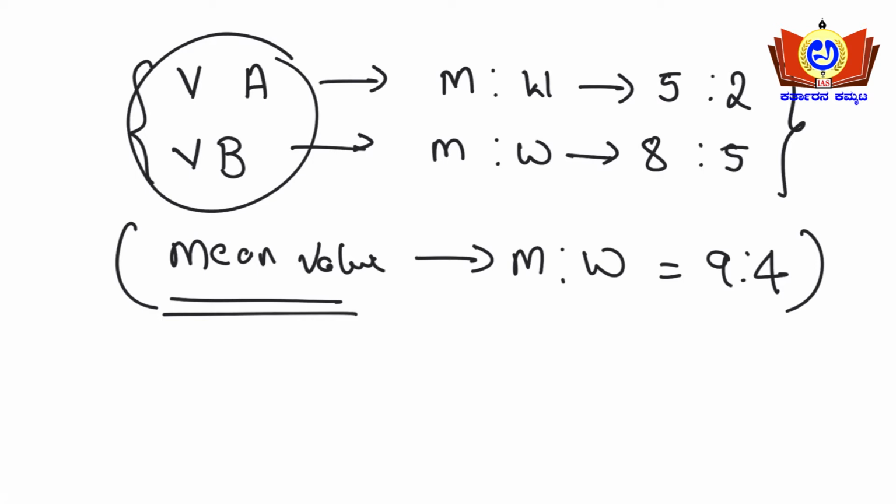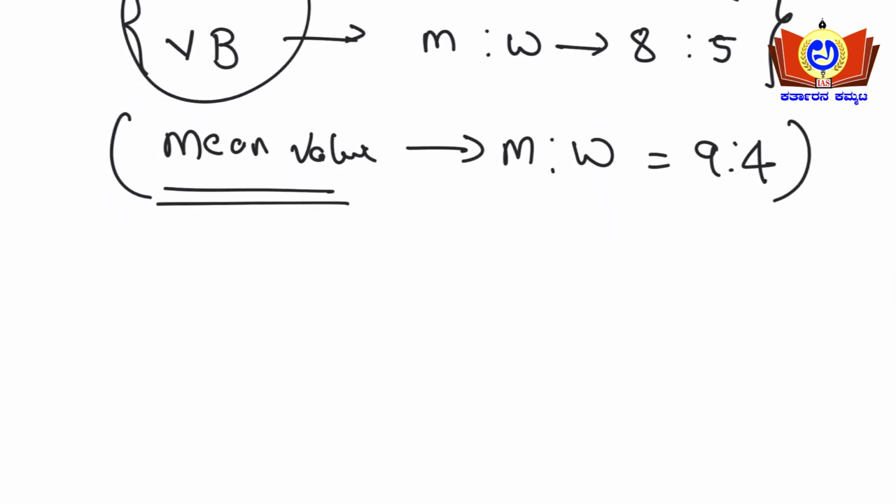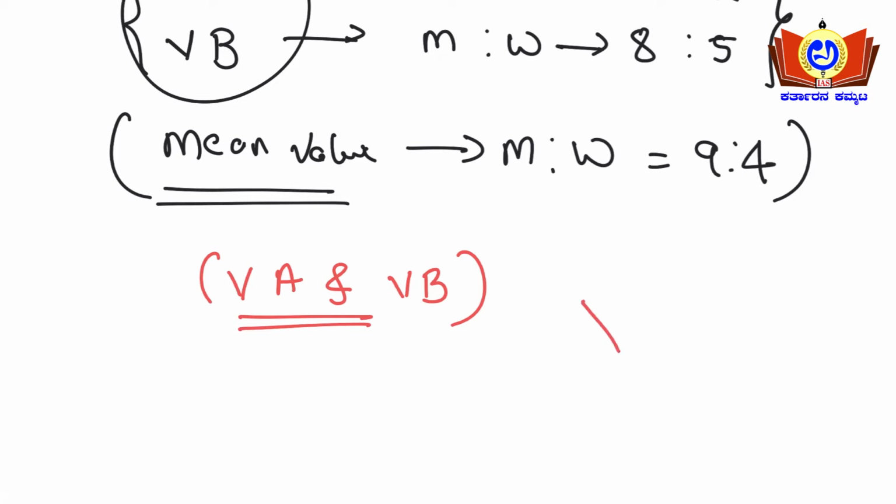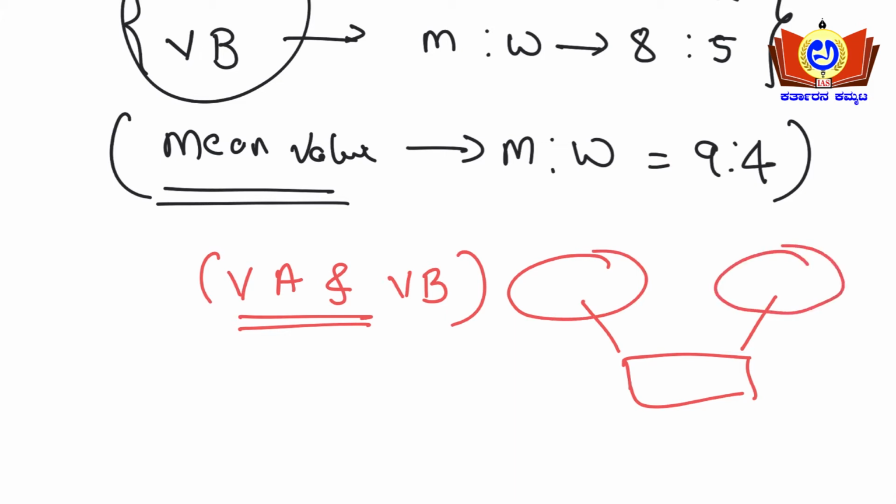See friends, what is the difference between the previous questions and this question you are dealing with? There are two different vessels here, vessel A and vessel B. So what is the rule in the allegation that I have explained to you? See here, this is the mean value. On the left hand side you need to write the lesser quantity, and on the right hand side you need to write the larger quantity, and this is the mean value, and you will be arriving at the ratio here. This is how the rule works.